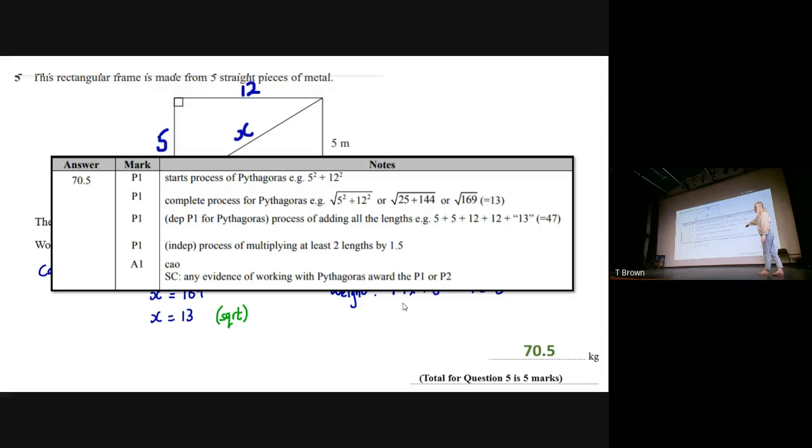Your third mark is for adding everything together. So let's say you thought the square root of 169 was 11. You just got it wrong on the day. Don't worry, and you had 11 here, you're still going to get that third mark.